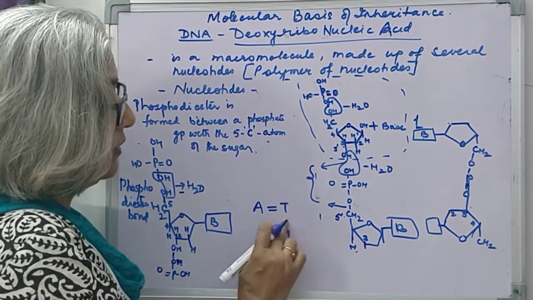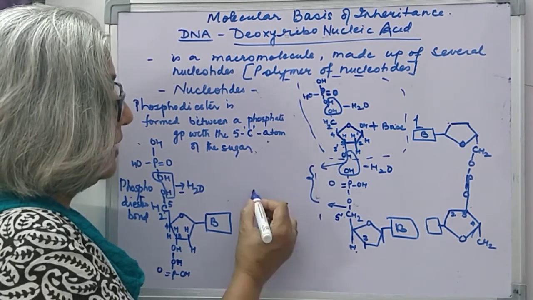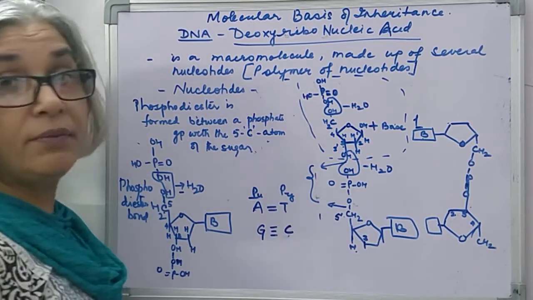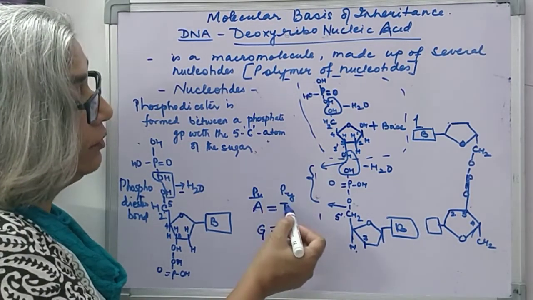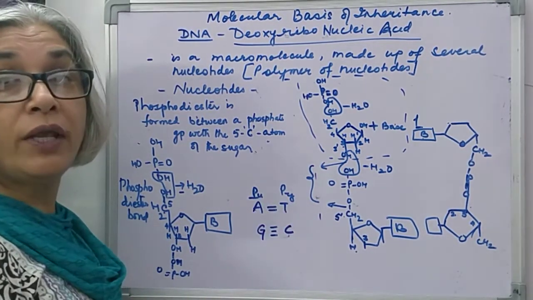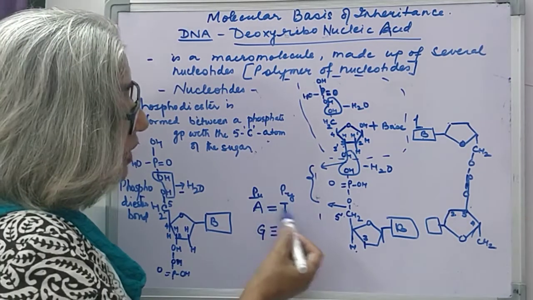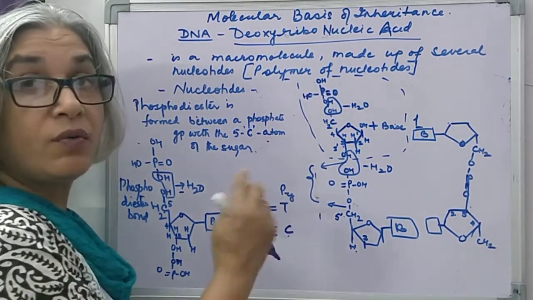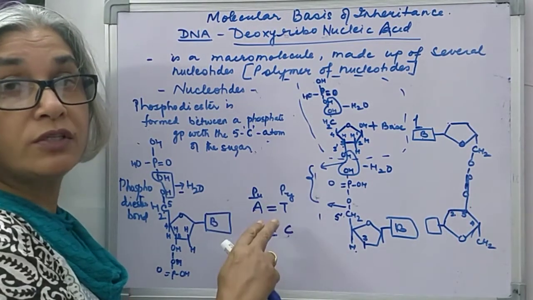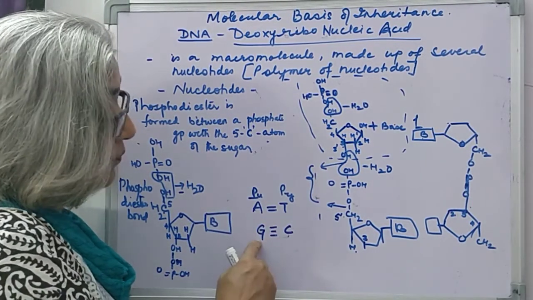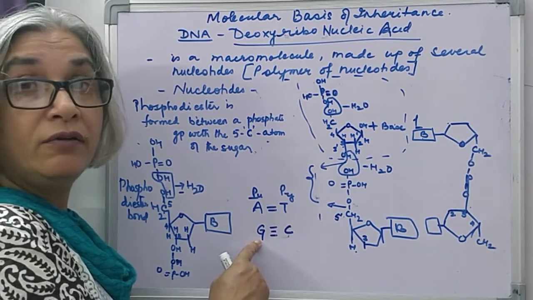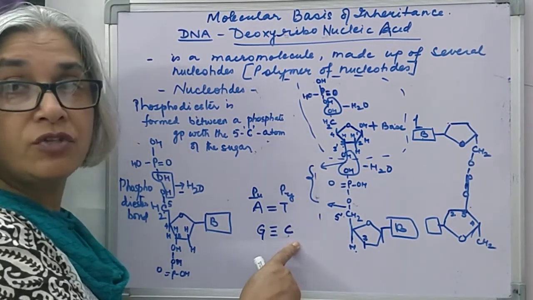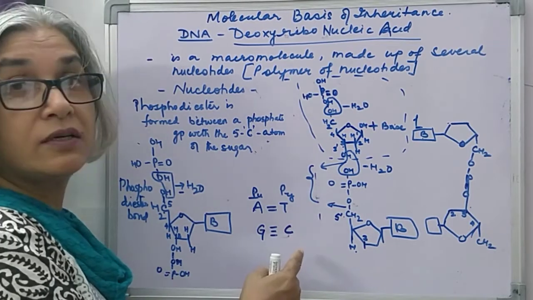Okay, let me write like this. Adenine and guanine are purines. Thymine and cytosine are pyrimidines. So one purine forms a bond with one pyrimidine, and the pairing is always between adenine and thymine and vice versa with two weak hydrogen bonds. Same way, purine guanine forms a bond with cytosine, three weak hydrogen bonds, and vice versa.